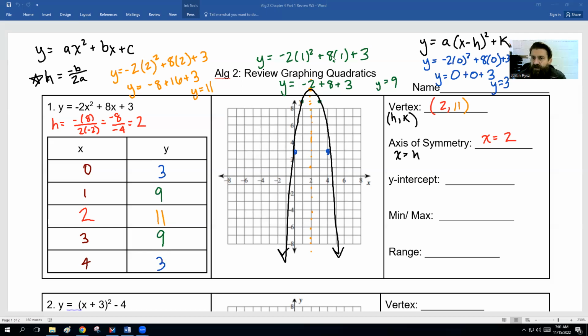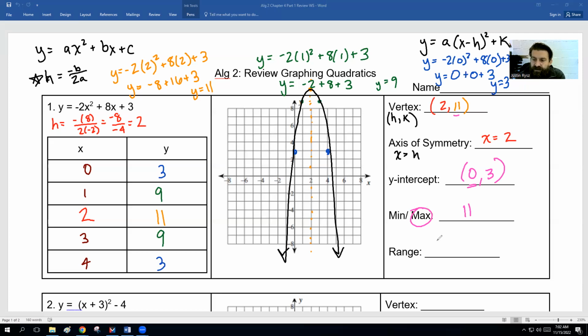Now to answer these other points here, we'll just think about what's going on here. The y-intercept, where does it cross the y-axis? When x is 0, the y-intercept is at 3. So for the y-intercept, x is always 0. Min or max, we have a maximum, and we can tell because a is negative, and the highest point that this graph goes up to is our k number, which is 11.